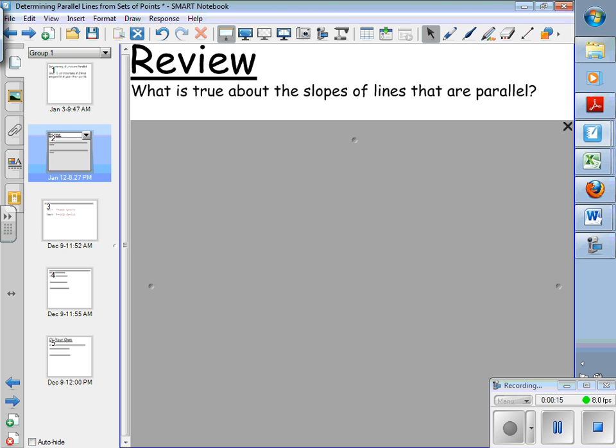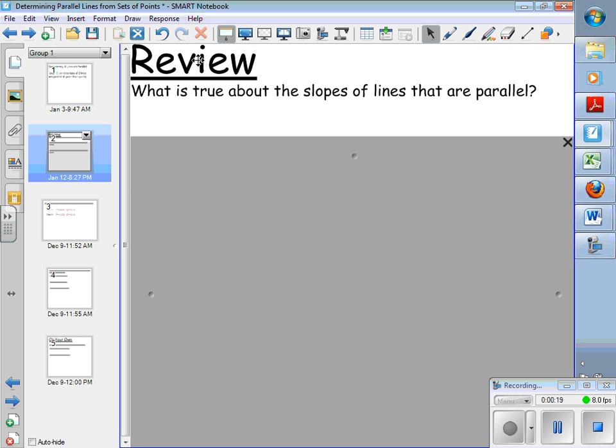Review. What is true about the slope of lines that are parallel? Hopefully you remember that their slopes are equal or the same.